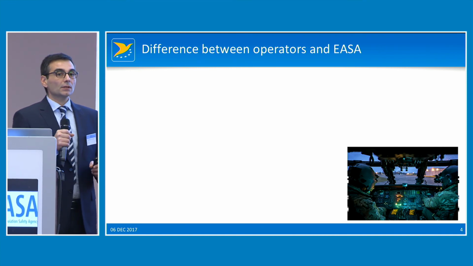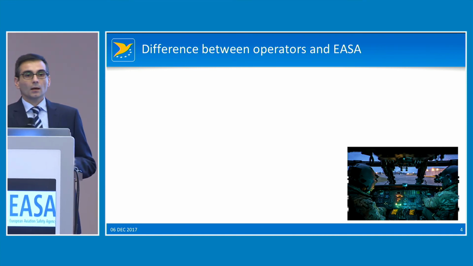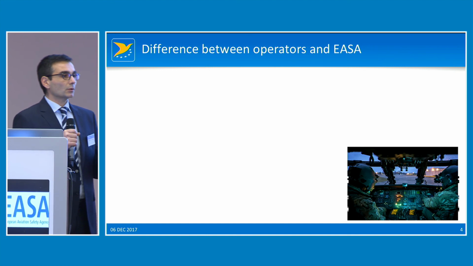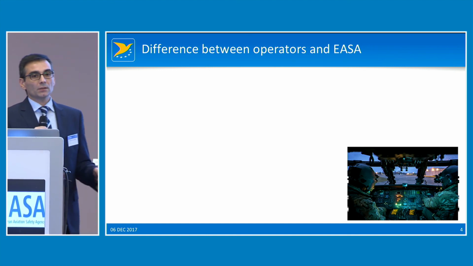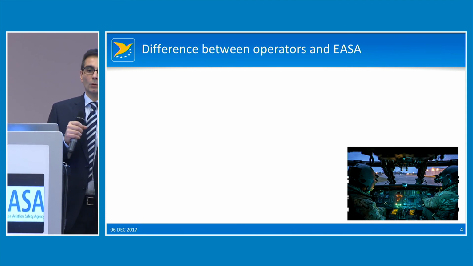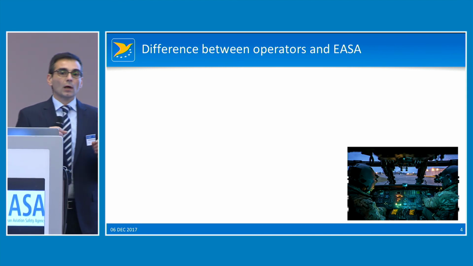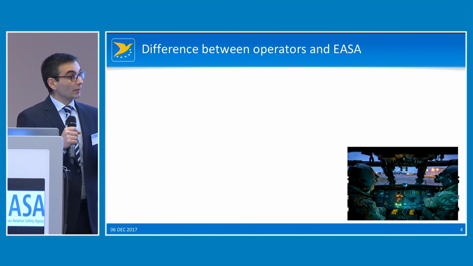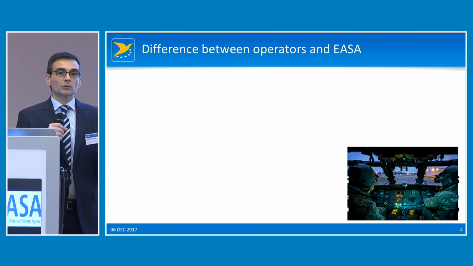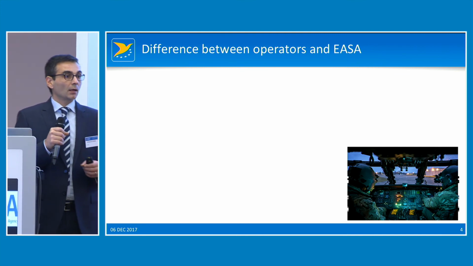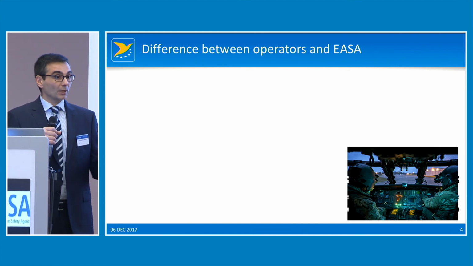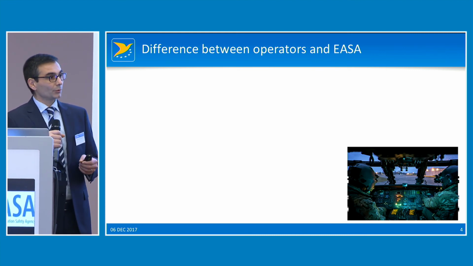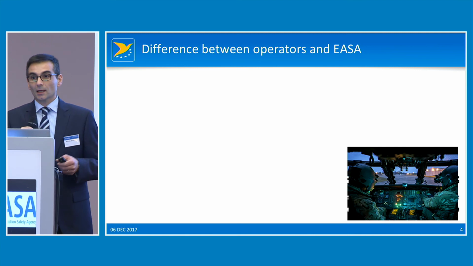So, first of all, the difference between operators and EASA. I ask you to think about a very simple comparison: the violinist and the pianist. They both know how to read the music, they both know how to play, but they play different instruments. They both have studied music, but they have gone through different experience and different training. If they know how to play, everybody can play on their own, but if they follow the same music sheet, you can imagine what beautiful music comes out.